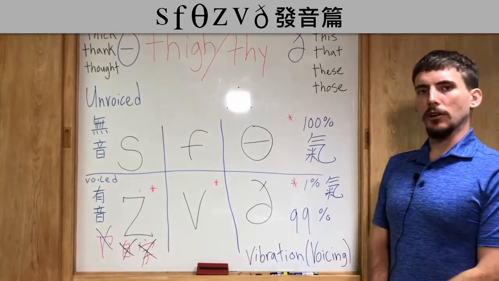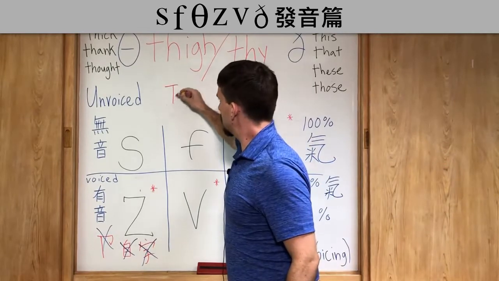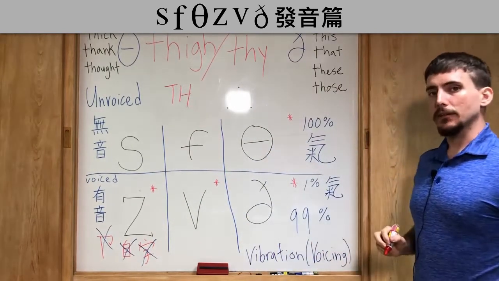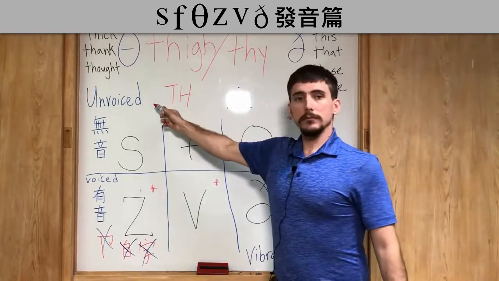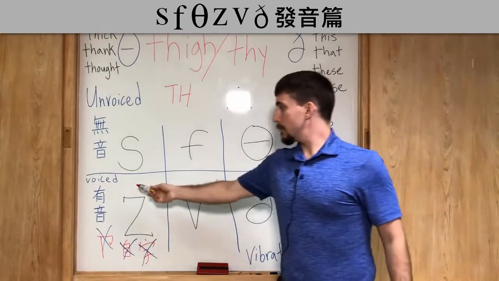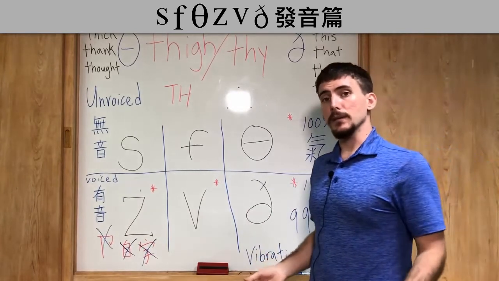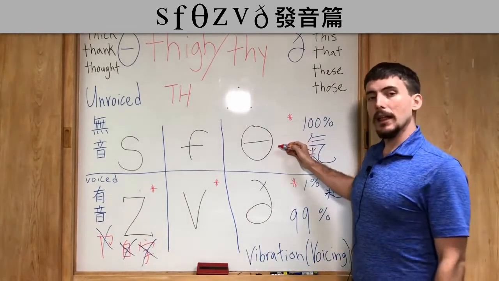Next, we're going to work on our TH sounds. TH can make two kinds of sounds. One is unvoiced, which means it's just air, and the other is voiced. It's one of those sounds that has a lot of vibration. So here we have.